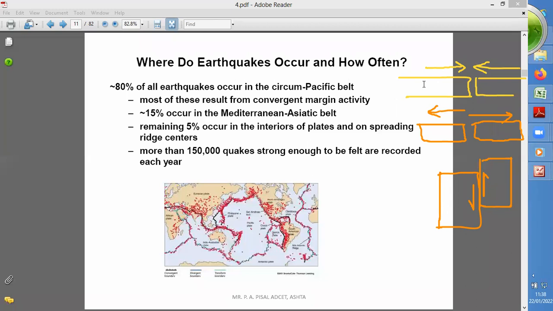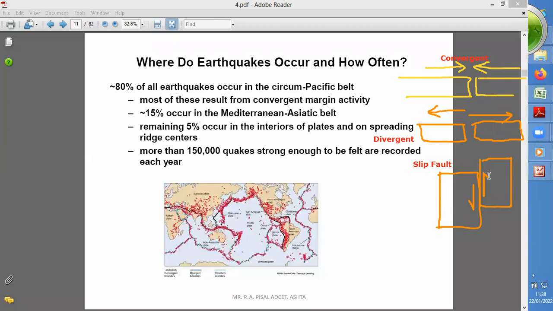So the first type of boundary is considered a convergent boundary, where two blocks move towards each other. In the second, two blocks go away from each other. It is considered a divergent boundary. And in the third type, only slipping is there, which is considered a slip fault.